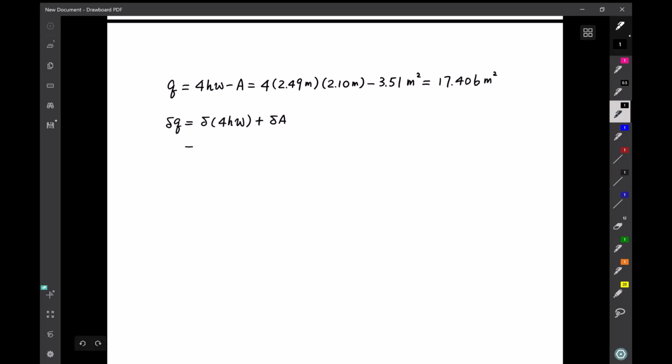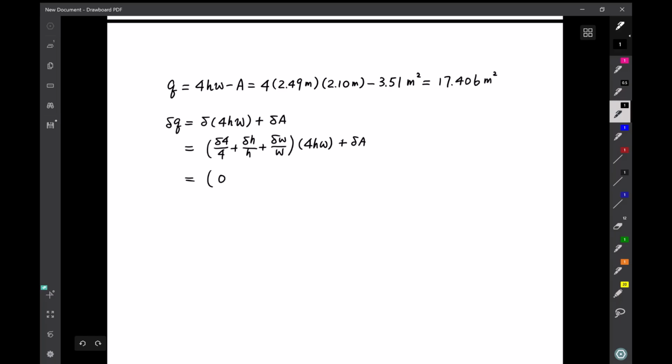And to do that, this will equal delta 4 over 4 plus delta H over H plus delta W over W. That's the relative uncertainty multiplied by 4HW, which is the value itself. This together is the absolute uncertainty of delta 4HW. And now you plus delta A. Now we can put in the numbers.